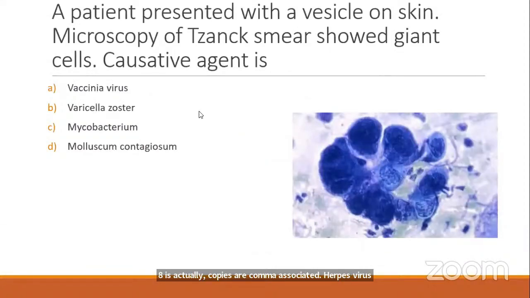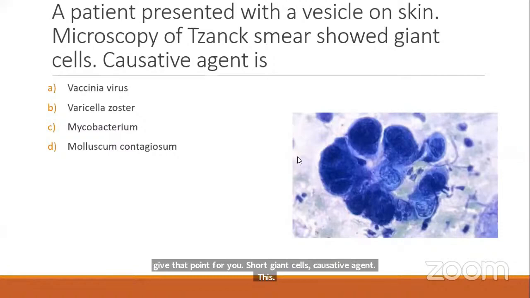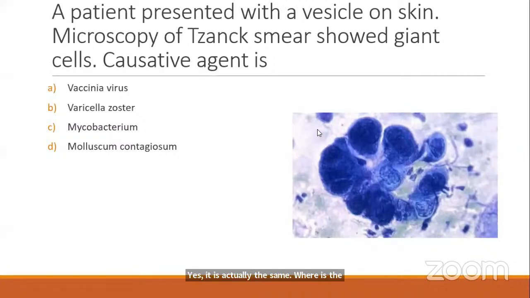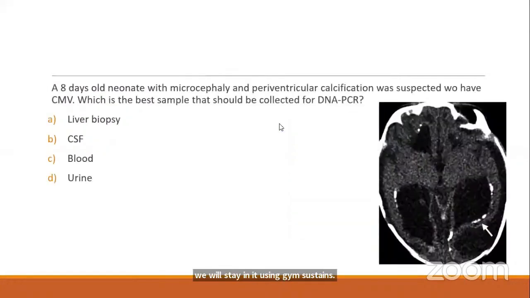So now coming to the next question. A patient presented with a vesicle on the skin and the microscopy of Tzanck smear showed giant cells. The term Tzanck smear can give the point for you. Causative agent is? Yes, it is actually the same varicella zoster itself. Varicella zoster is the lesion where you can see multinucleate giant cells in the case of Tzanck smear. Tzanck smear is just a smear which is made using the vesicular fluid, and we will stain it using Giemsa stain, or any other Romanowsky stain.